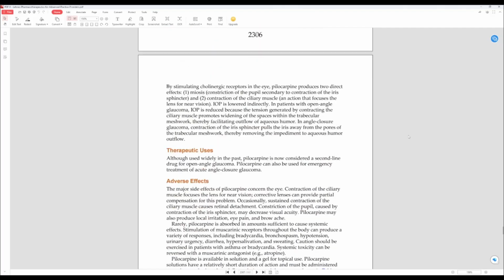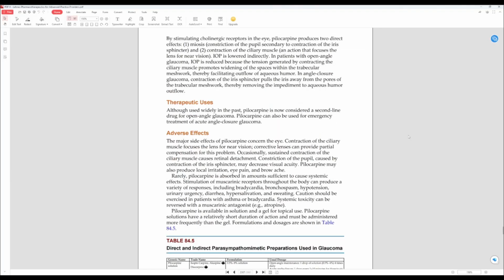So, the effects on the eye. By stimulating cholinergic receptors in the eye, pilocarpine produces two direct effects: miosis and contraction of the ciliary muscle. IOP is lowered indirectly. In patients who have open-angle glaucoma, IOP is reduced because the tension generated by contracting the ciliary muscle promotes widening of the spaces within the trabecular meshwork, therefore facilitating outflow of aqueous humor. In angle-closure glaucoma, contraction of the iris sphincter pulls the iris away from the pores of the trabecular meshwork, thereby removing the impediment to aqueous humor outflow.